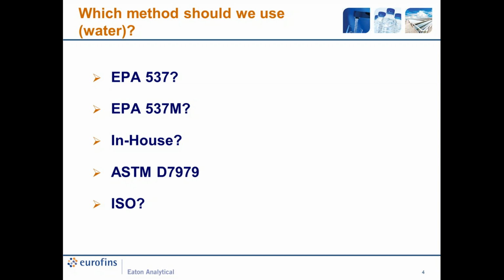For additional parameters, you can modify method 537, as mentioned earlier, but what does that mean? You can create an in-house method, or you can run the ASTM method or its SW846 twin 8327 mentioned earlier. Now I'm going to compare these methods.